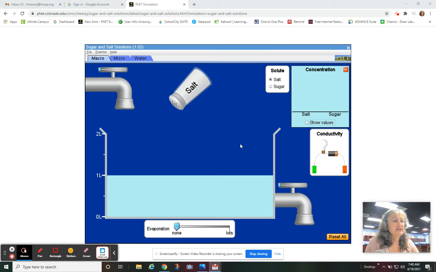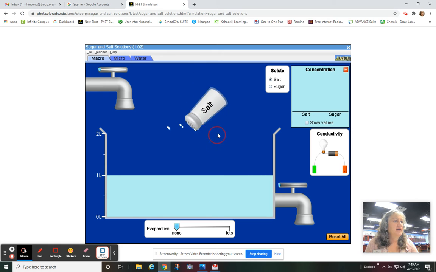Alright, so this is the simulation that you unfortunately cannot do because it's not going to work on a Chromebook. You could do this on a computer, and if you have access to that, I have provided you the link within the lab. But what I want to show you is the difference between salt and sugar.